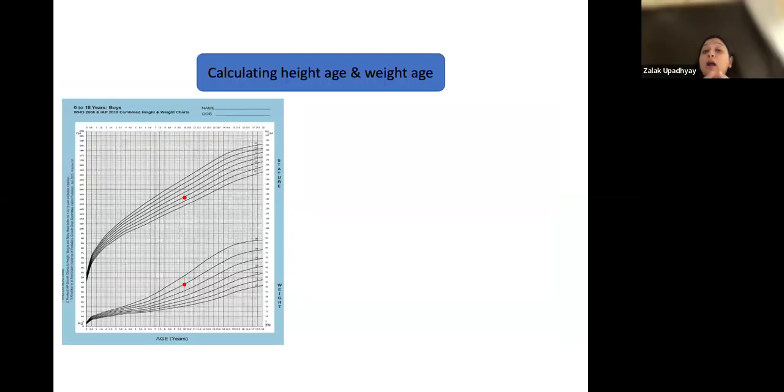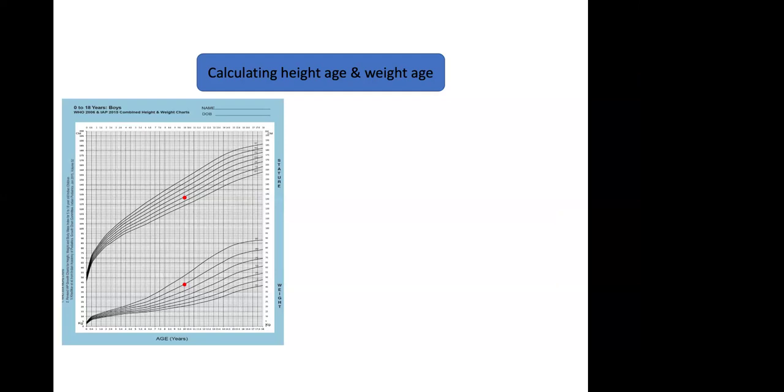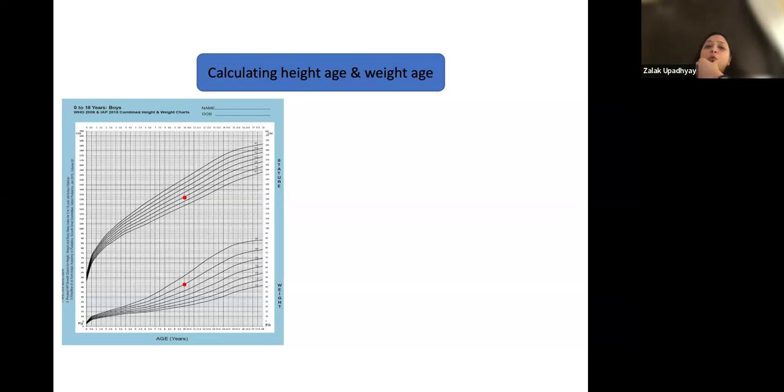Now coming to a very important thing, how do we calculate height age and weight age? What is the importance? Anybody? If height age is less than chronological age, and bone age, then we can assess from that whether it is pathological or constitutional delay. Okay. What is height age? How do you know what is the height age? How do you see it in the growth chart?